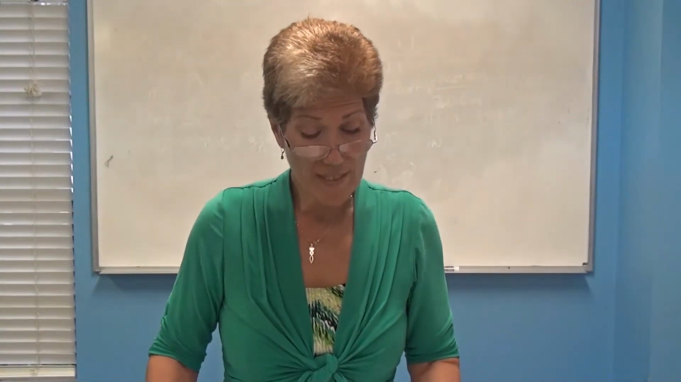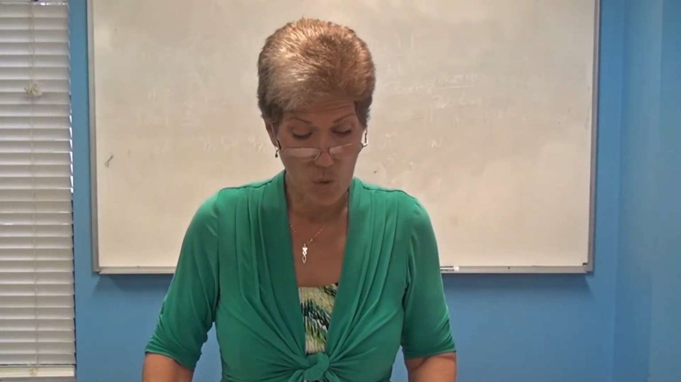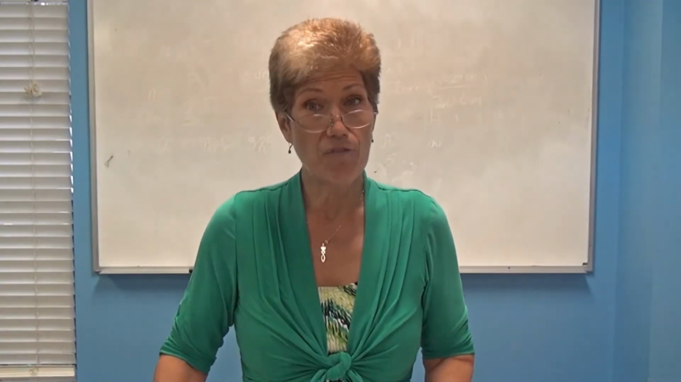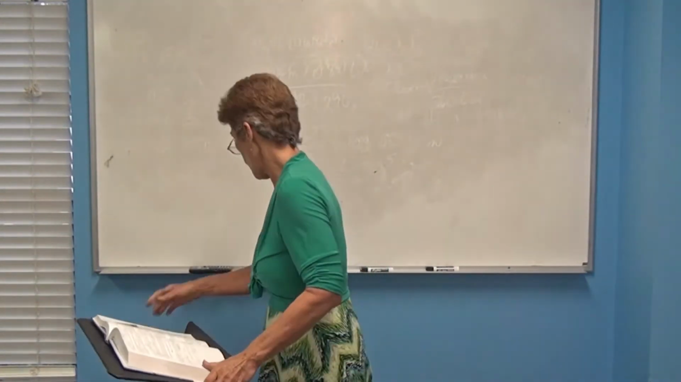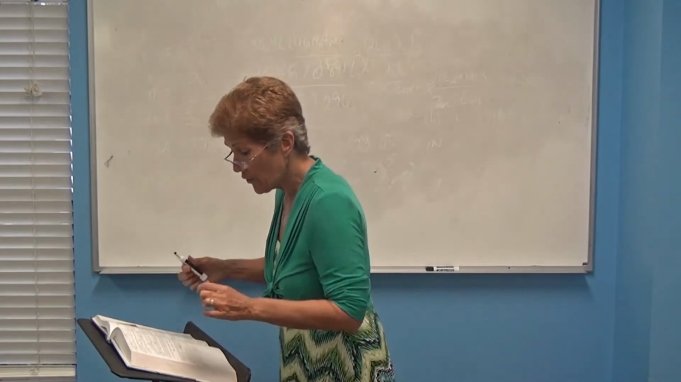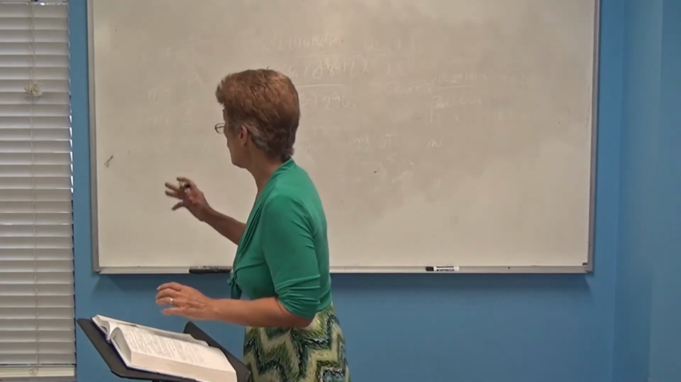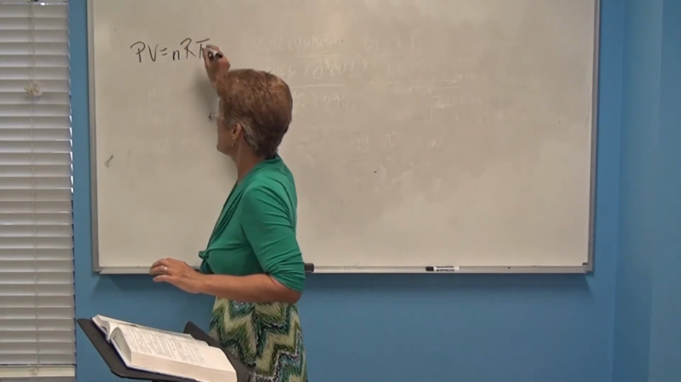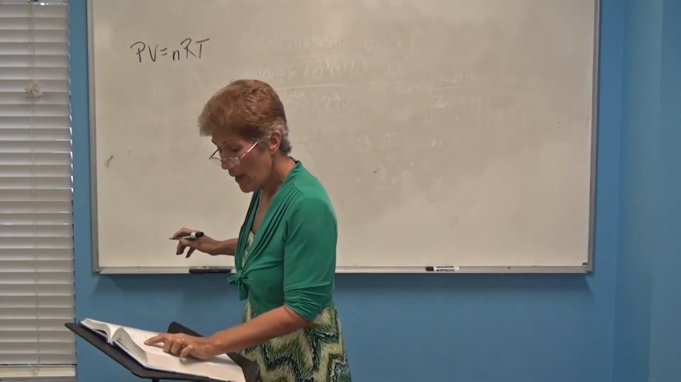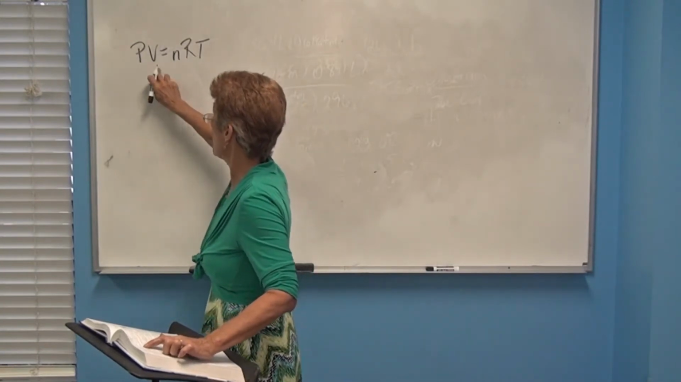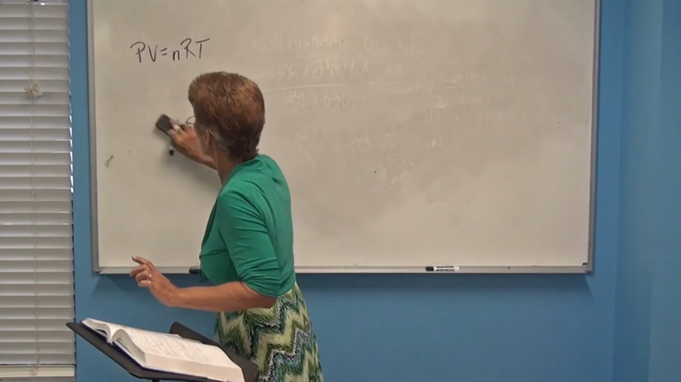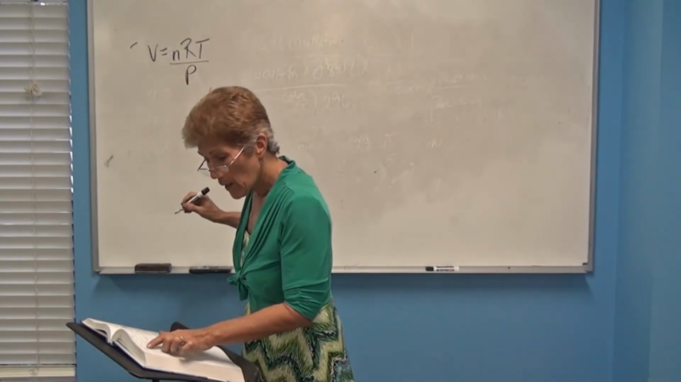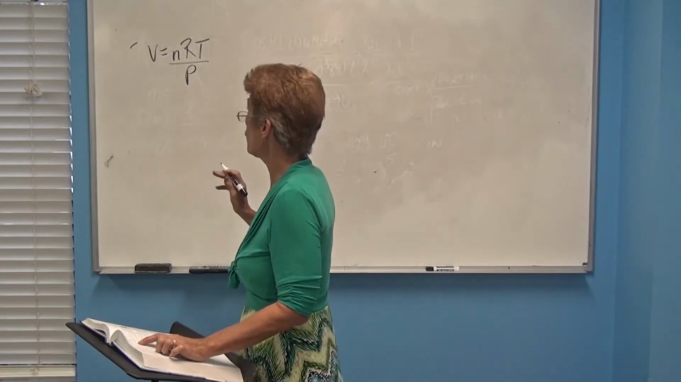Number 17, what is the volume of 10 grams of water vapor at 134.5 degrees Celsius and a pressure of 567 torr? So we are looking for the volume. And once again, we're going to use PV equals nRT. We're looking for volume, so I'm going to go ahead and solve for volume.